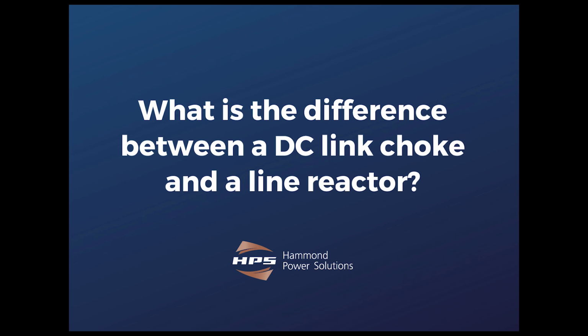Thank you. I'd also add that a line reactor is typically a three-phase device, and a DC link choke is essentially a single-phase device because it's connected just straight to the DC bus of the VFD.